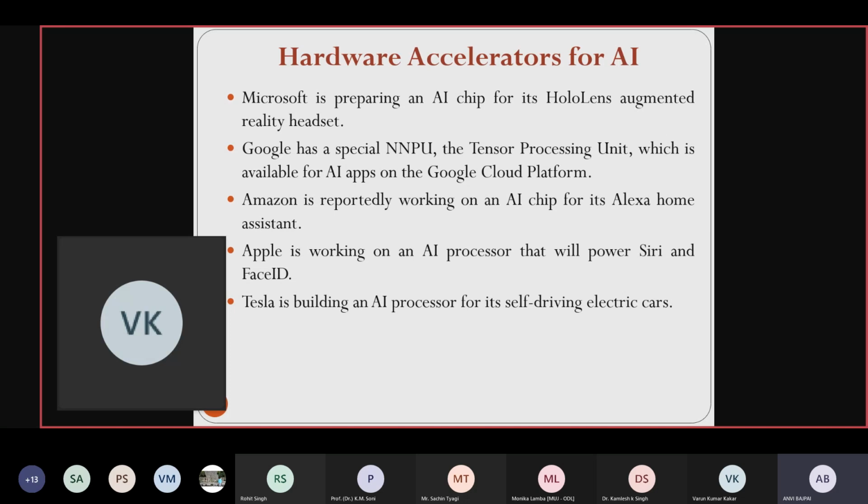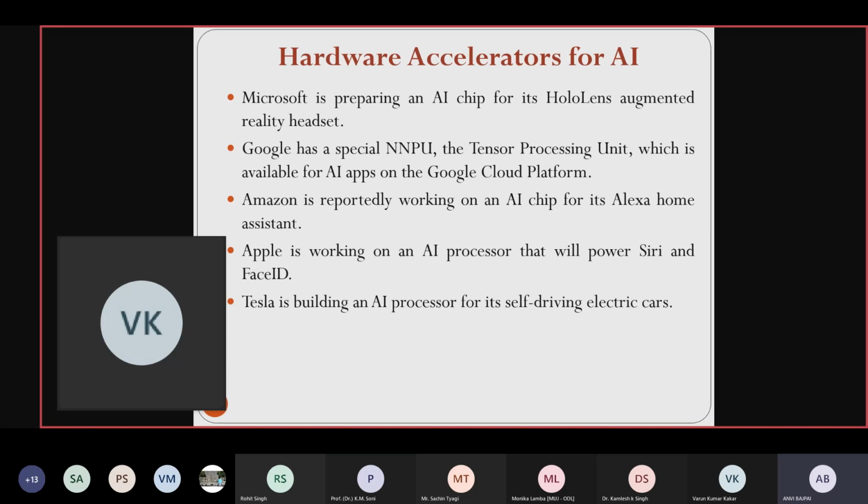Google has a special NNPU, the tensor processing unit, which is available for AI on Google Cloud platform, which you are using for Google Cloud. Amazon is reportedly working on an AI chip for its Alexa home assistant. Apple is working on an AI processor that will power Siri and Face ID. Tesla is building an AI processor for its self-driving electric cars.